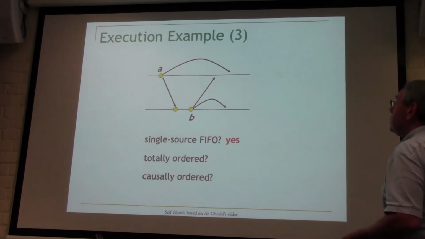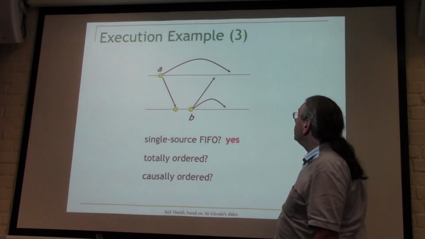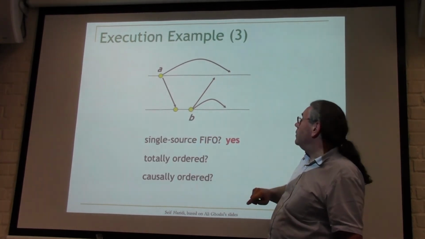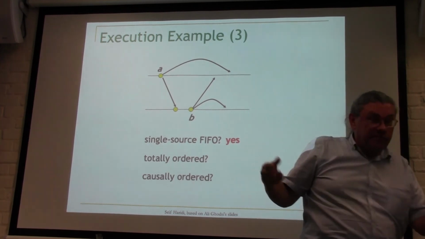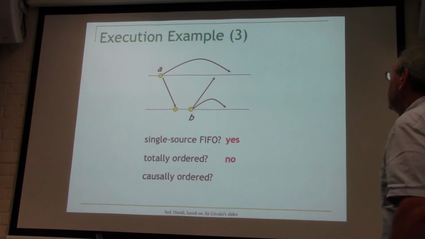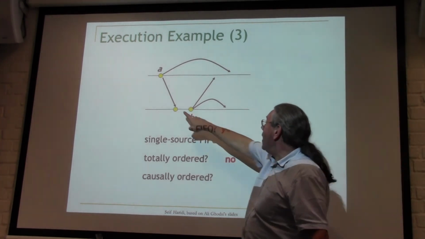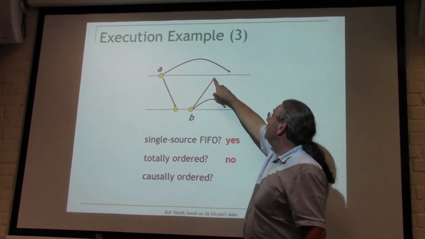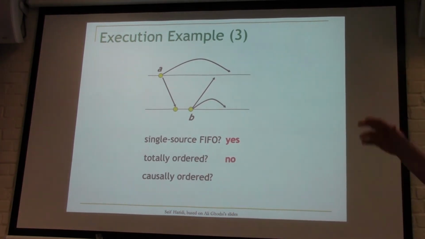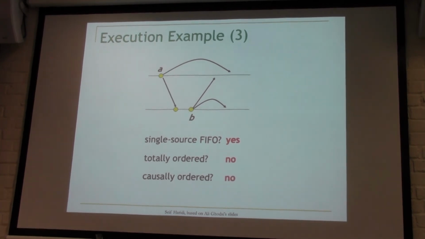Is it totally ordered? A, B; B, A. It's not totally ordered. What about causal? A, B; B, A. So? No, not causally ordered. Interesting, little exercises to get your sense of specification.